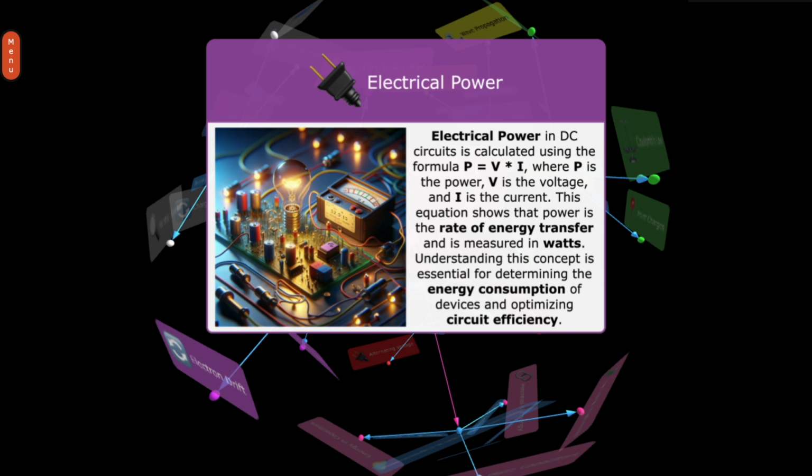Electrical power in DC circuits is calculated using the formula P equals V * I, where P is the power, V is the voltage, and I is the current. This equation shows that power is the rate of energy transfer and is measured in watts. Understanding this concept is essential for determining the energy consumption of devices and optimizing circuit efficiency.